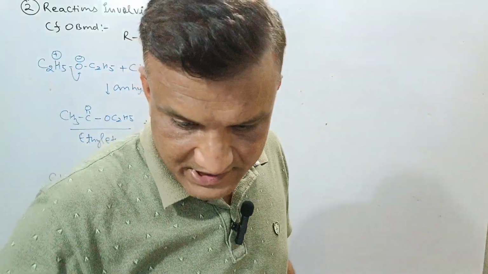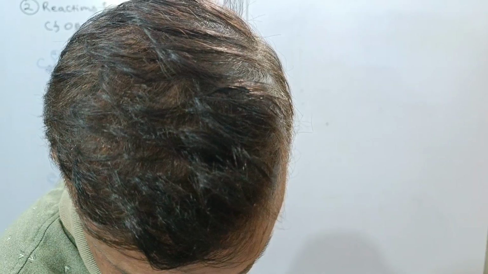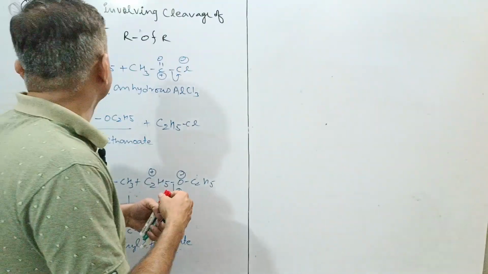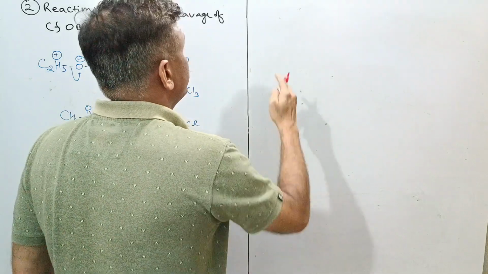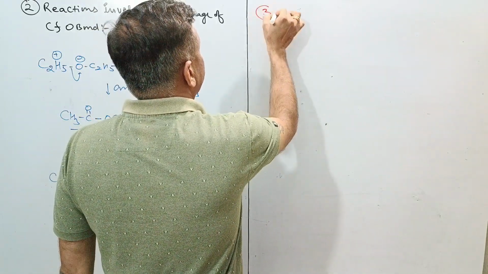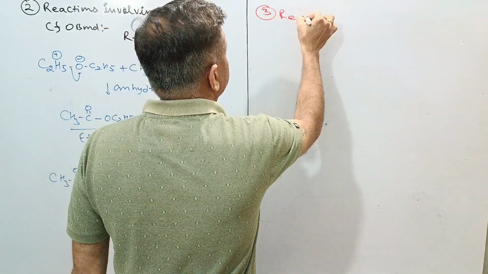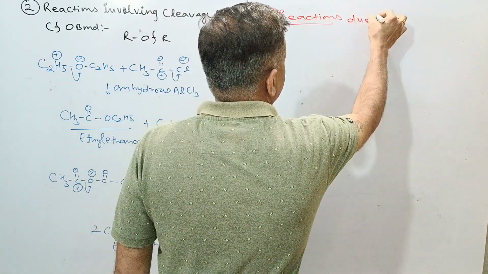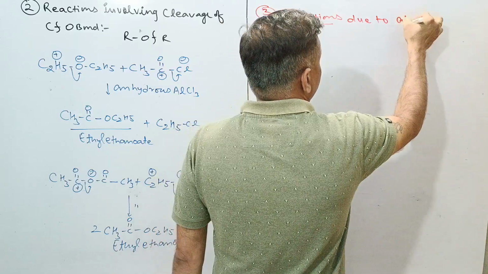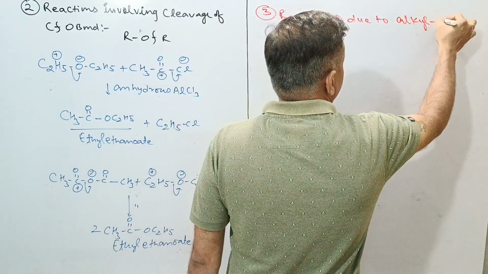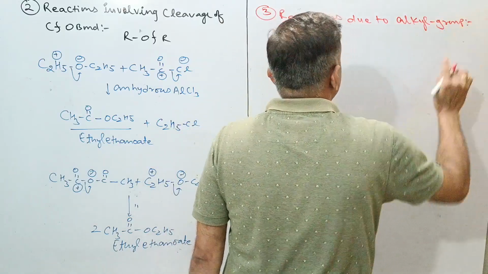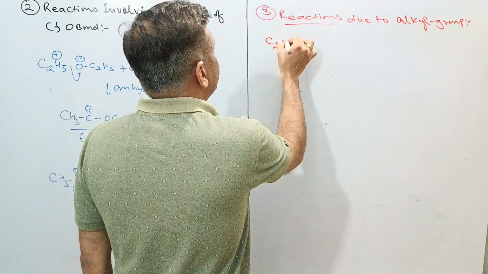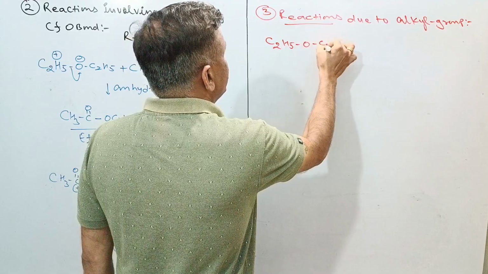Now it's time to discuss the third part. What is that? Listen to me carefully. Reactions due to the alkyl group. Meaning the alkyl group you have in ether. For example, we are going to take diethyl ether.